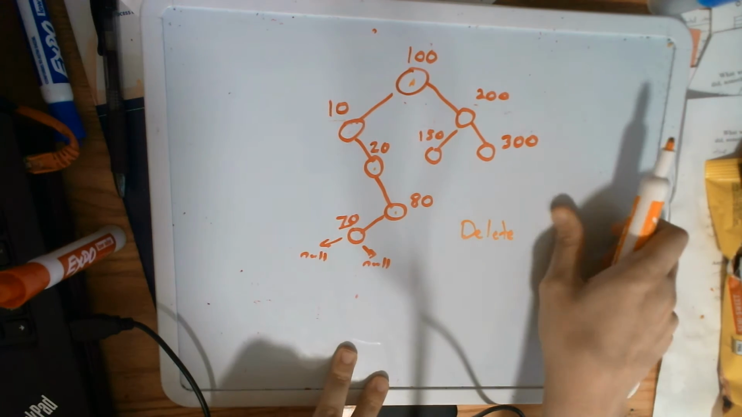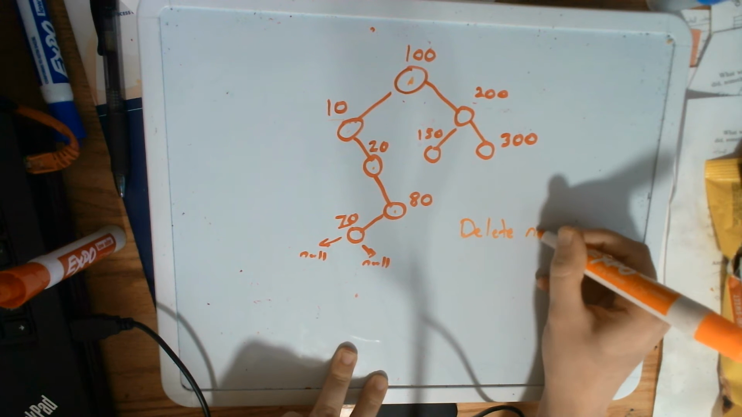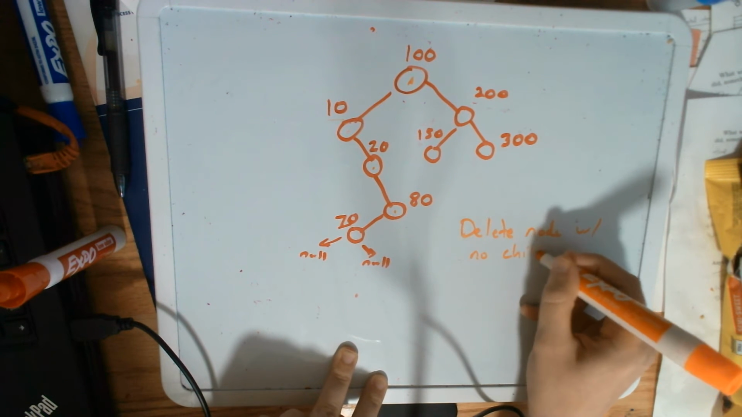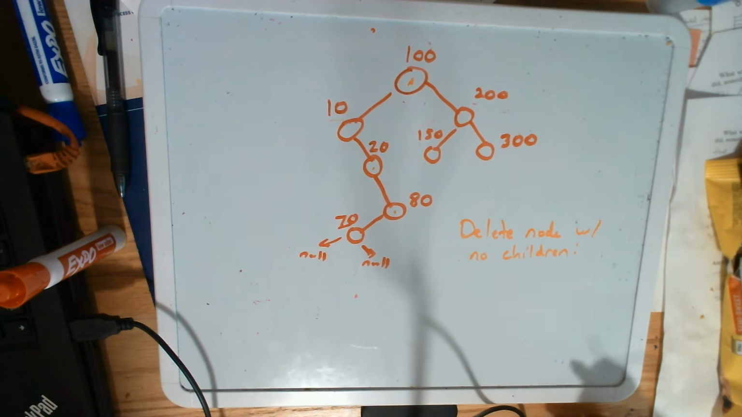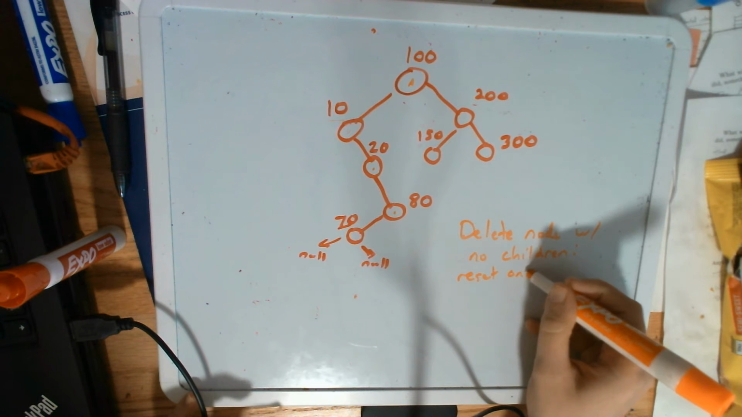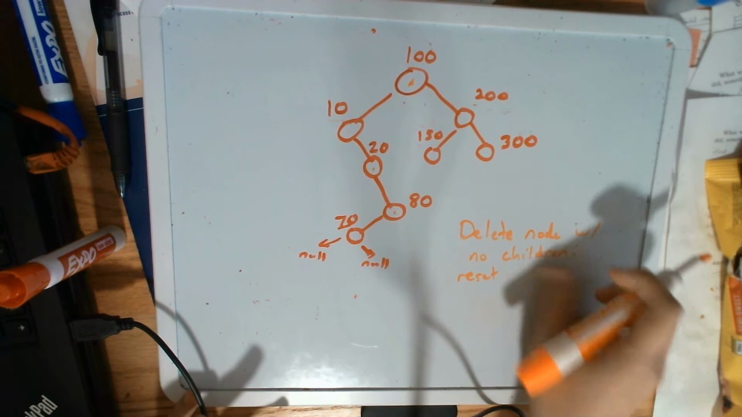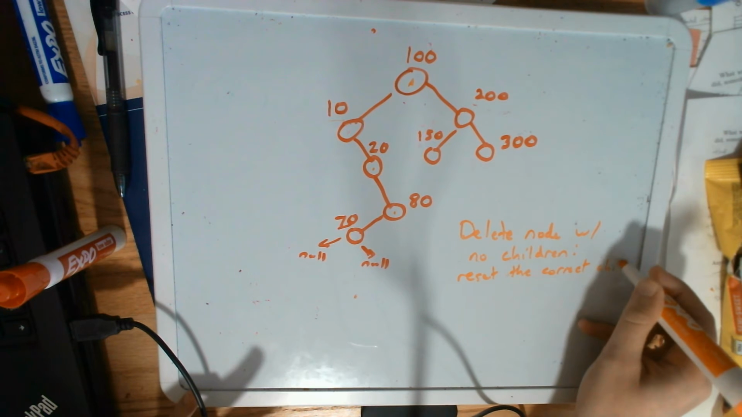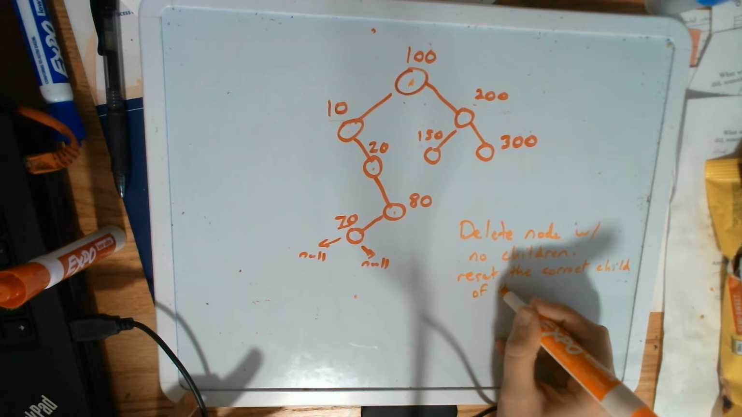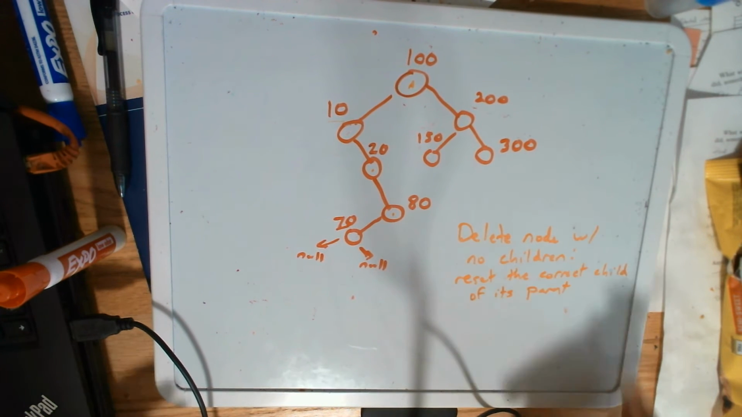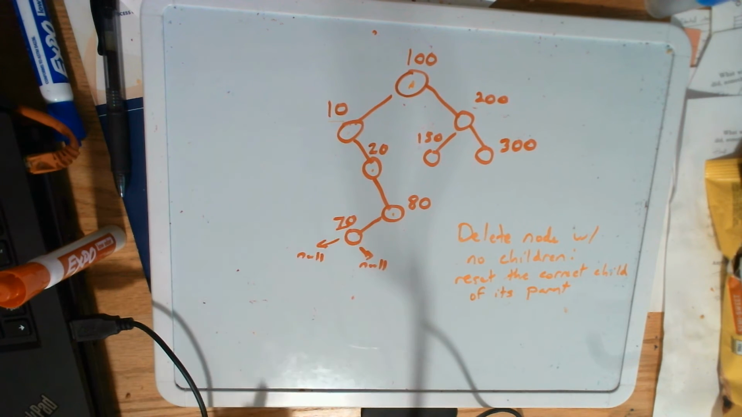So that's how we delete a node with no children. We just reset basically the correct child of its parent, right? Singular parent. 60's parent was 70. We reset the left child of 70 to be null.